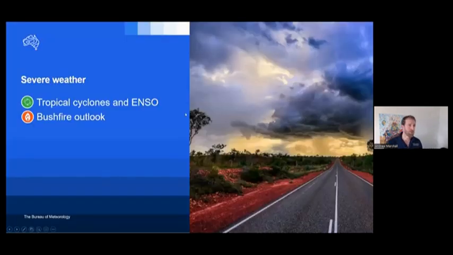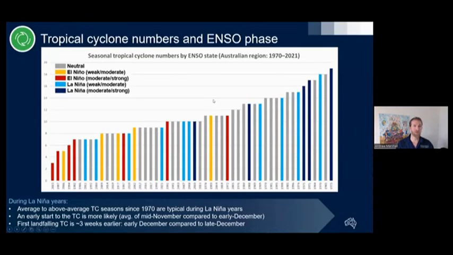All right, so I'll just move into severe weather to finish with. So I'll talk about the tropical cyclone risk and in particular its relationship with the El Nino Southern Oscillation. And then I will just touch on the bushfire outlook before finishing off.